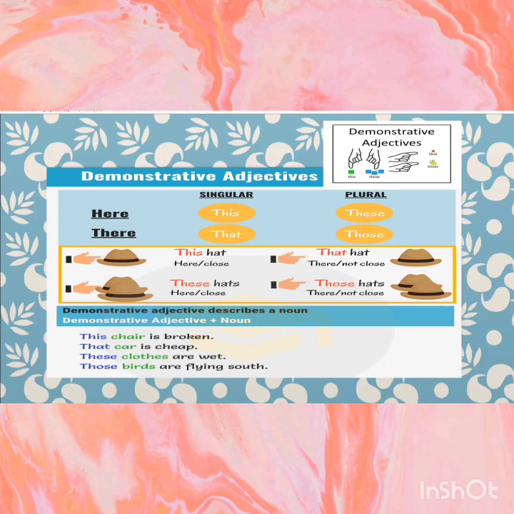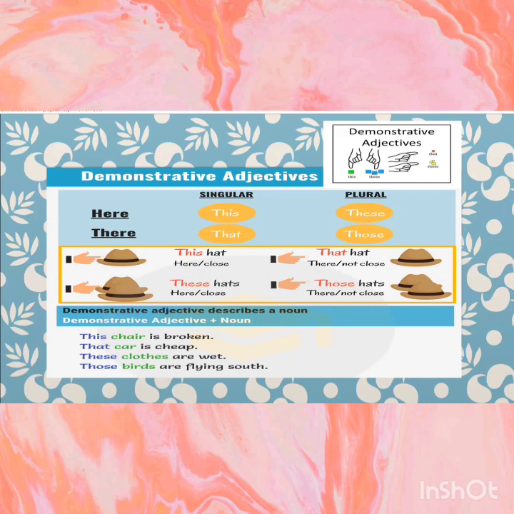So what is the main difference and how do we use these adjectives? When something is here or near or very close, we use this. And when something is not really close, we use that. When it's a plural number and it's very close, we use these. And when it's a little far, we use the word those. A demonstrative adjective describes a noun.